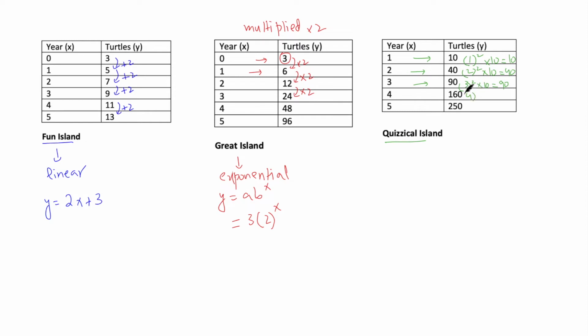Similarly, you square 4, multiply by 10, you will get 160. Now you can easily identify the pattern that Quizzical Island is following a quadratic growth. And the equation that we're looking at is y equals ax squared plus bx plus c, which is very easy to identify from these numbers. 10 is the constant here, and this is basically x squared. This is your equation. In this scenario, b and c are 0 and your final equation is 10x squared.